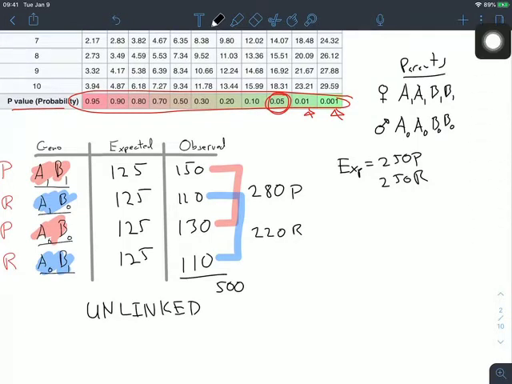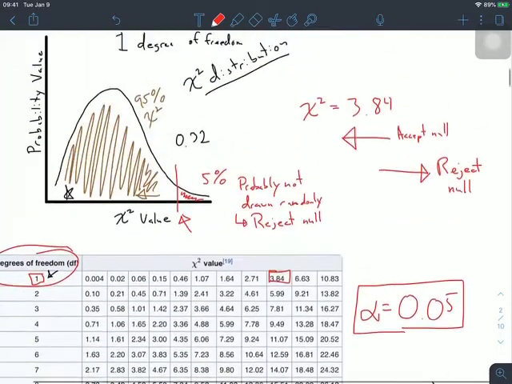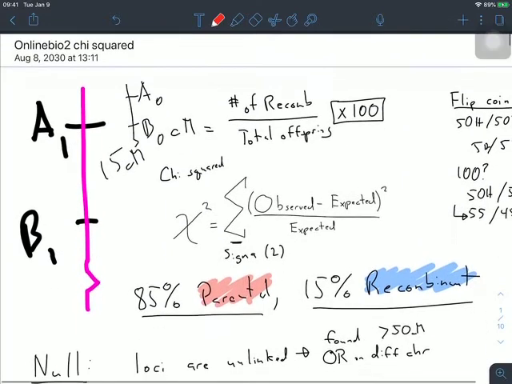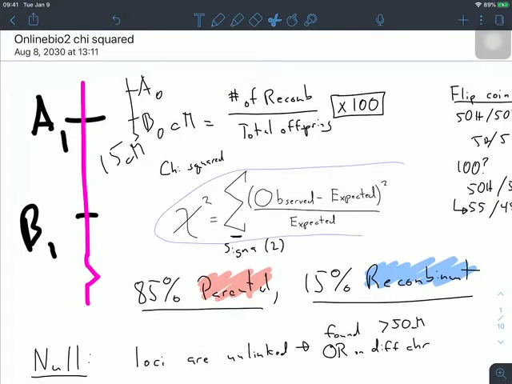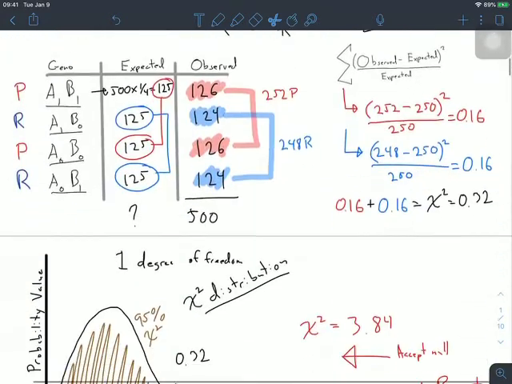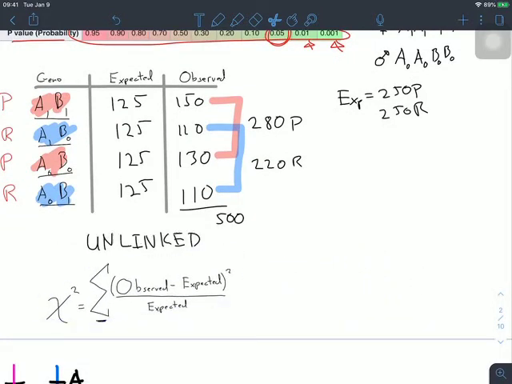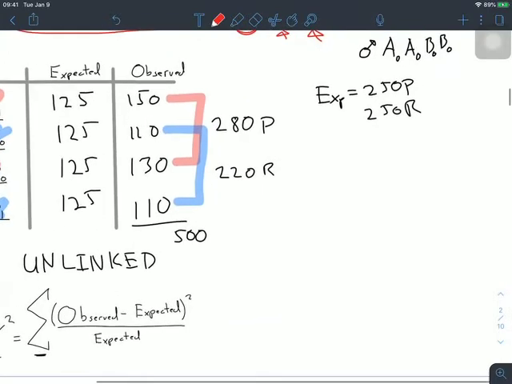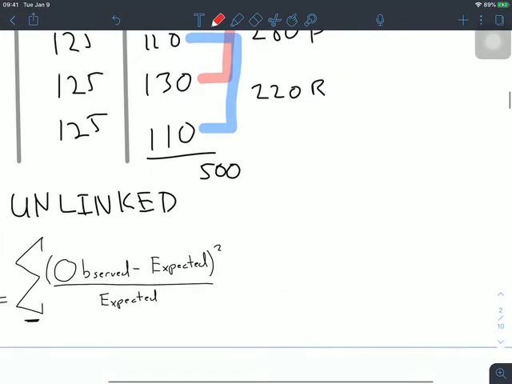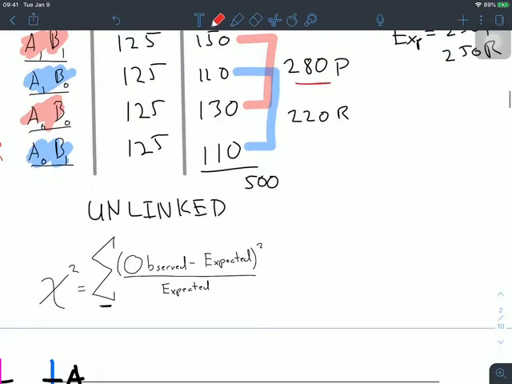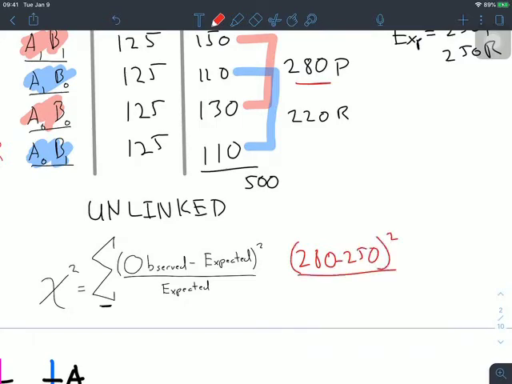So switching the pen color here to red, let's do our chi-squared equation again, and just for ease here, I'll scroll on up and we'll copy the equation, because you'll always have access to the equation. You'll have your notes with you. So always keep this handy. You can see that it's observed minus expected squared divided by expected. So observed for our parental was 280 minus expected of 250. Square that total, divide it by the expected of 250.